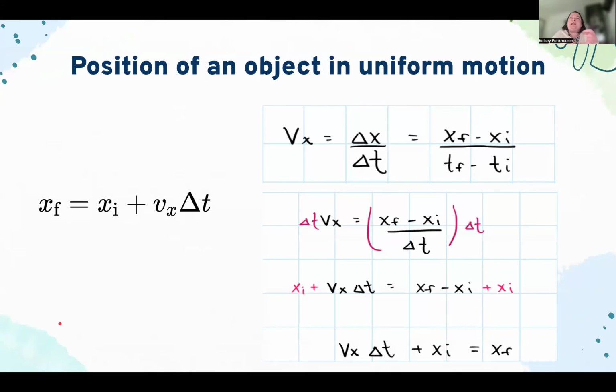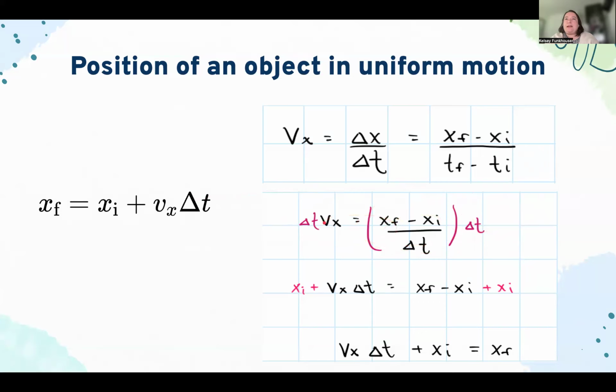Now, we're going to get into some kinematics equations. So let's start out with the position of an object in uniform motion. Uniform motion means there's no acceleration. So this really just comes from our equation for velocity, the displacement divided by the time interval. If we expand these both out, we have x final minus x initial over t final minus t initial, and then we can rearrange things a bit, like this.